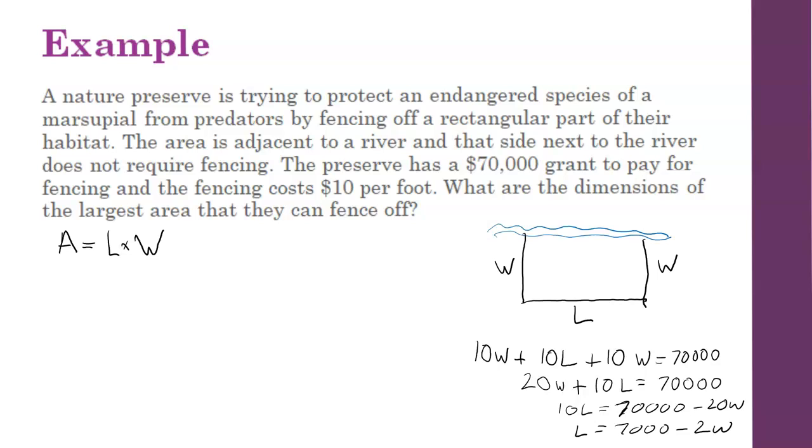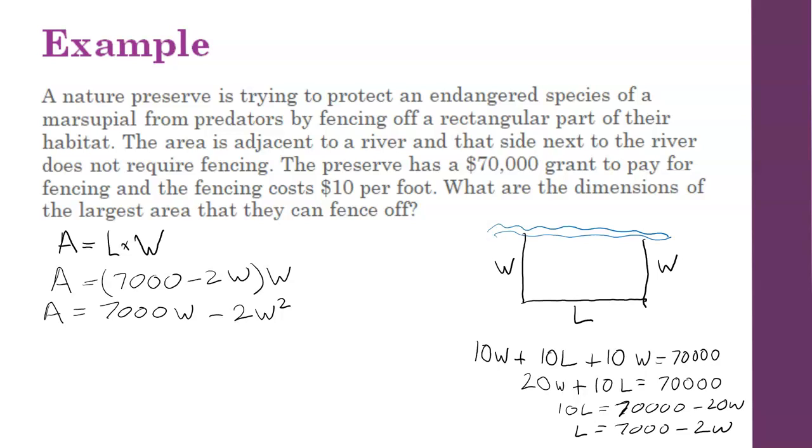So next thing we'll do is take this and replace our L in our equation with that quantity. So area is going to be now 7,000 minus 2W times W. And now I have an equation that only has one variable in it. If I distribute the W in there, I get area is 7,000 W minus 2w squared. And I can go ahead and optimize this, find the maximum.